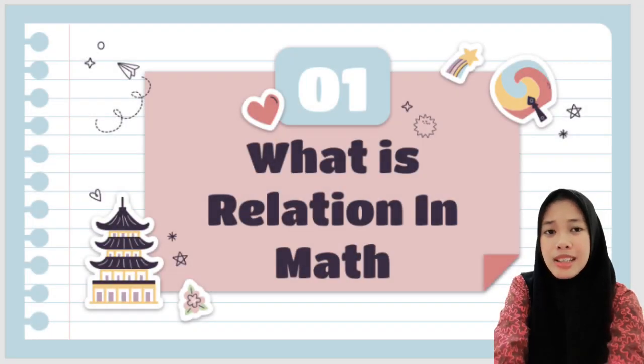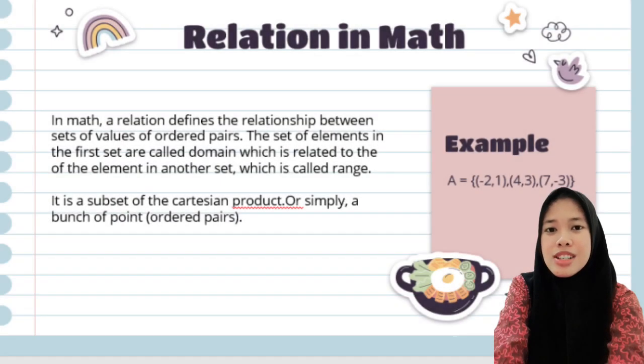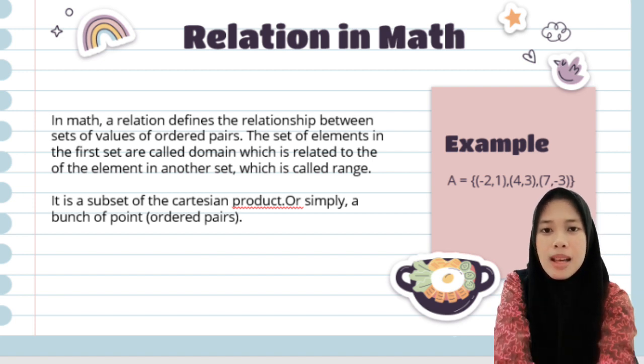What is relation in math? In math, a relation defines the relationship between a set of values of ordered pairs. The set of elements in the first set is called the domain, which is related to the set of elements in another set, which is called the range. It is a subset of the Cartesian product, or simply a bunch of points, or ordered pairs.